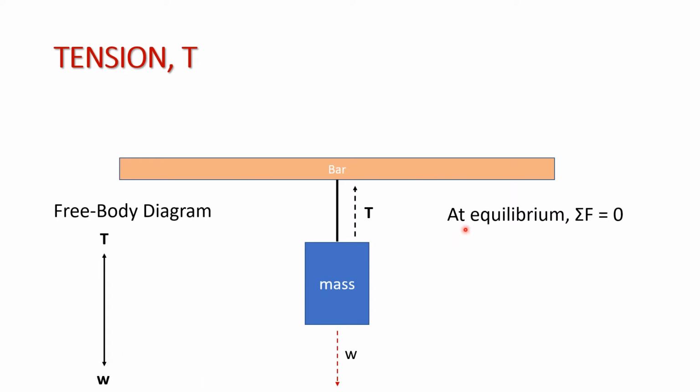At equilibrium, the sum of all forces, or what we call the net force, is equal to zero. So we can say that the sum of all forces, which is equal to zero, is also equal to tension minus weight. Tension is positive because it is a force going upward, and negative for the weight because it is downward. Simplifying this equation, we have tension minus weight is equal to zero. And lastly, therefore, we can say that tension is equal to weight.